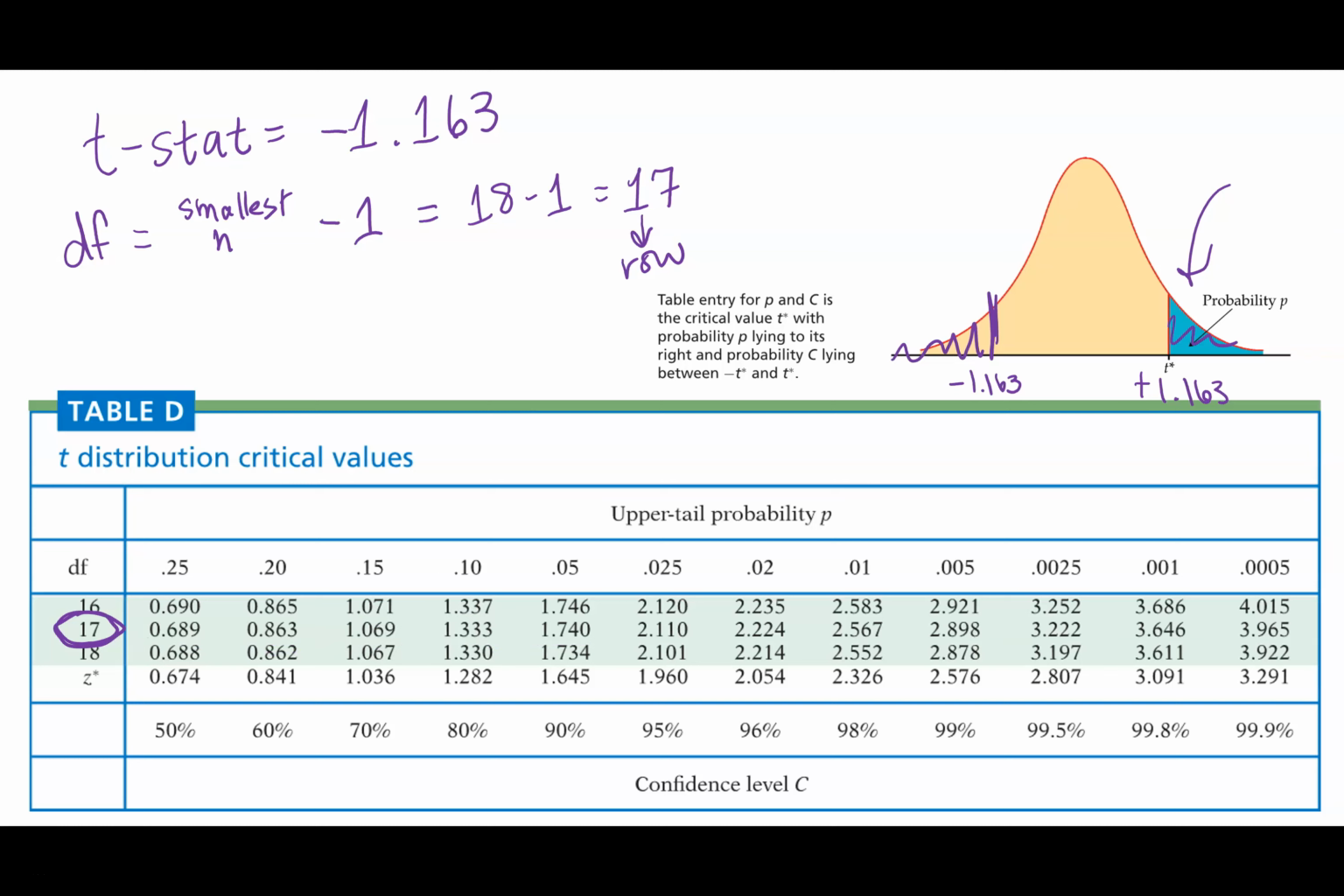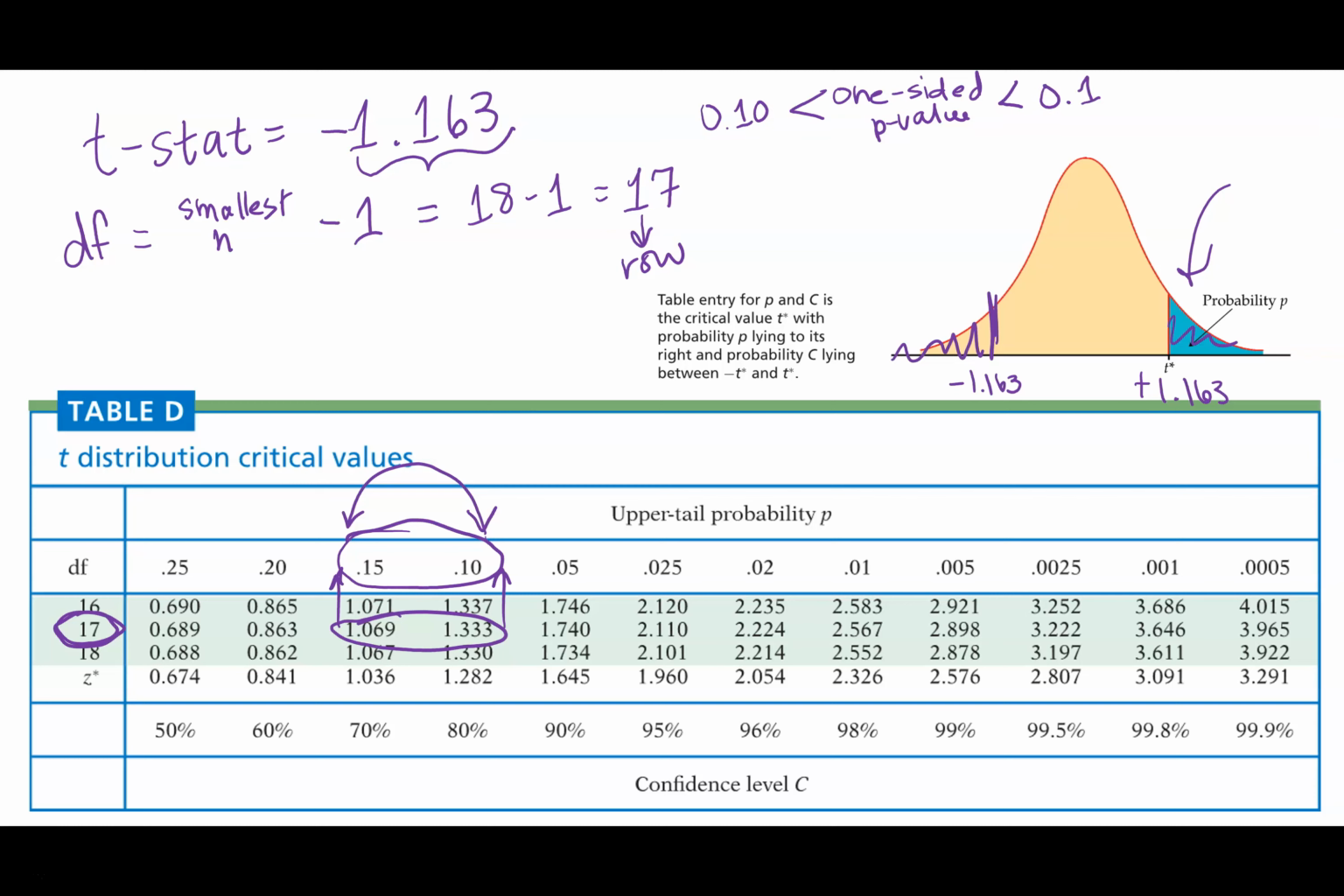So if I can draw, there we go. So if this number here, like the absolute value of it, is between these numbers, this means my one-sided p-value is between these. Note that it reverses the order there, so my one-sided p-value is between 0.10 and 0.15.